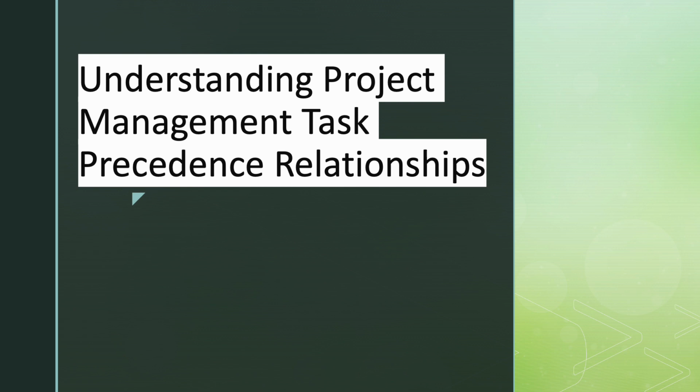Good afternoon, everyone. Today we'll be discussing a fundamental aspect of project management called task-precedent relationship. Understanding these relationships is crucial for effective project planning and execution. Task-precedent relationships are the logical connections between project tasks that dictate the order in which they should be performed. These relationships are often depicted using project management methodologies like the critical path method or the precedence diagram method.